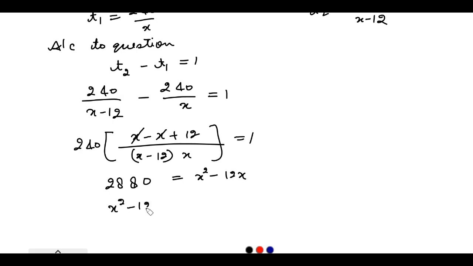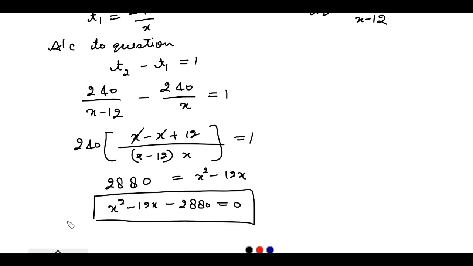x² minus 12x minus 2880 is equal to 0. Now solve this quadratic equation for x. There is a short trick to solve a quadratic equation. I have already shared a video on it. You can see that video in the playlist.